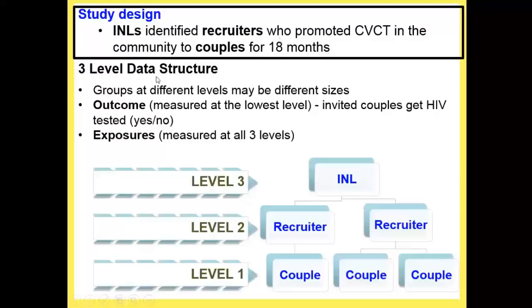It's a 3-level data structure. Groups at different levels may be of different sizes. The outcome is measured at the lowest level: invited couples get HIV tested, yes or no. And the exposures were measured at all 3 levels. So this is a multi-level structure, okay?